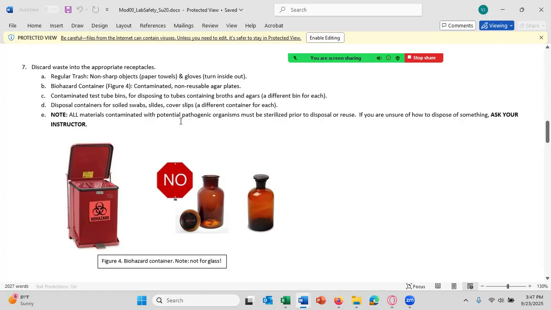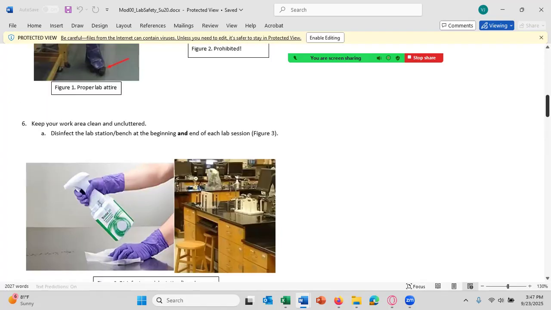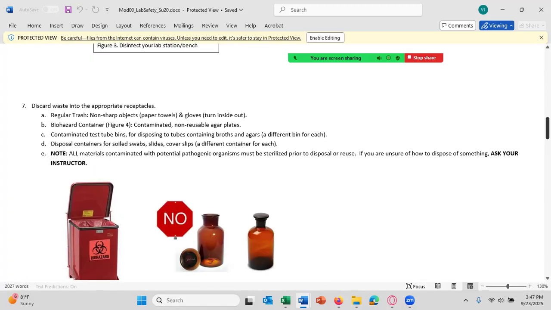The slide container and the cover slip container are in the back of the lab. The swabs container is also in the back of the lab, but each table has a container for swabs. See if I can find one. I'm not seeing it there or there.